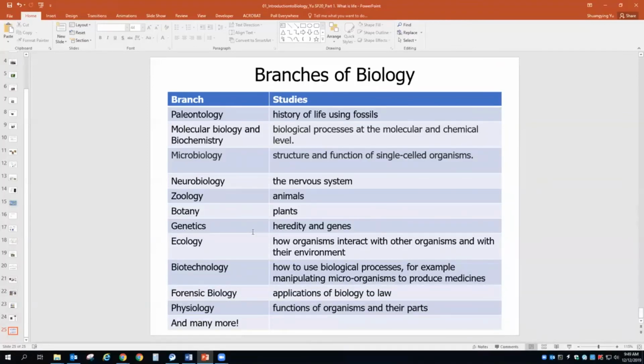So I would like to hear some of your thoughts on these different fields of biology.